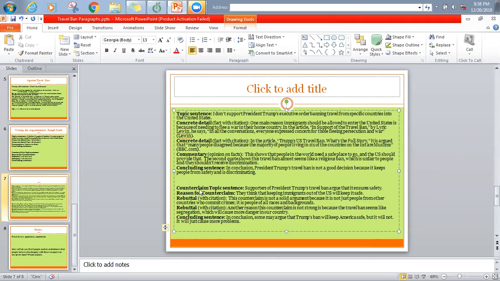Then just the review that counterclaim is what people say who disagree with your main viewpoint, the reason for their counterclaim, so why they seem to believe that. Then the rebuttal is going on and arguing against our counterclaim. So that's your chance to say, this is what people say who disagree with me, but here's why they're wrong. Then again, in the concluding sentence, restating what's in that topic sentence, as well as a few of the main ideas from that paragraph.